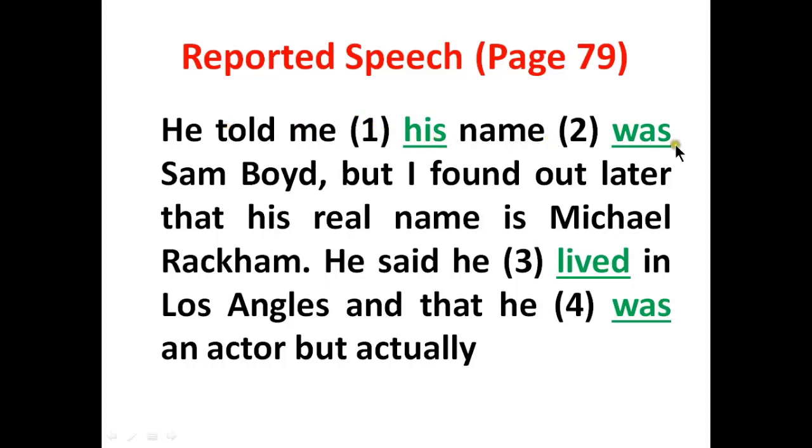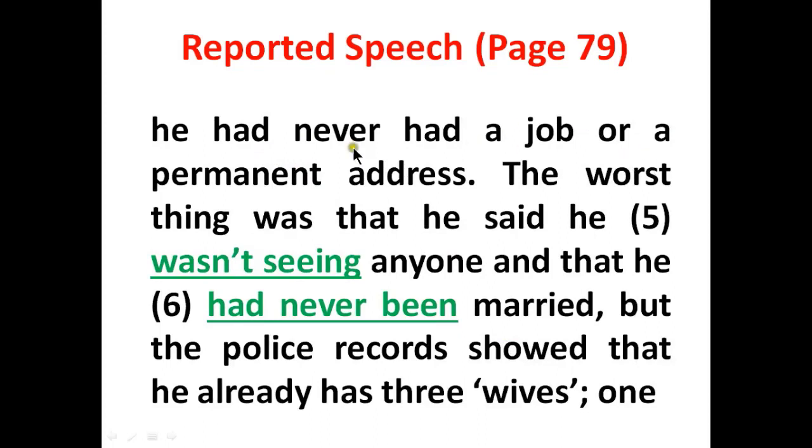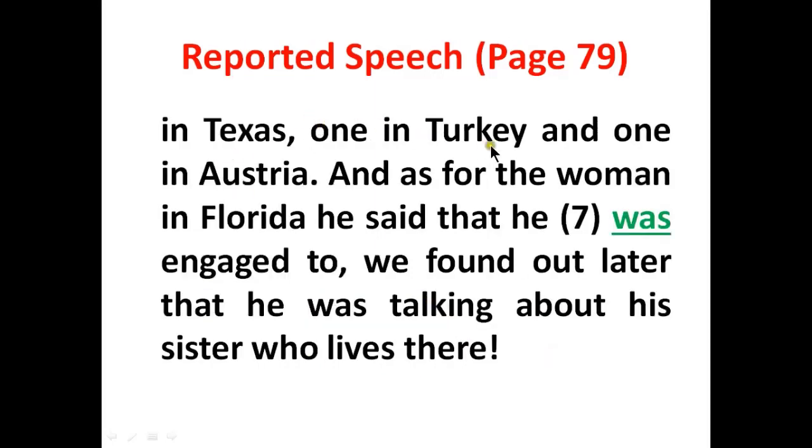He told me his name was Sam Boyd, but I found out later that his real name is Michael Rackham. He said he lived in Los Angeles and that he was an actor, but actually he had never had a job or a permanent address. The worst thing was that he said he wasn't seeing anyone and that he had never been married. But the police records showed that he already has 3 wives, one in Texas, one in Turkey, and one in Austria. And as for the woman in Florida he said that he was engaged to, we found out later that he was talking about his sister who lives there.